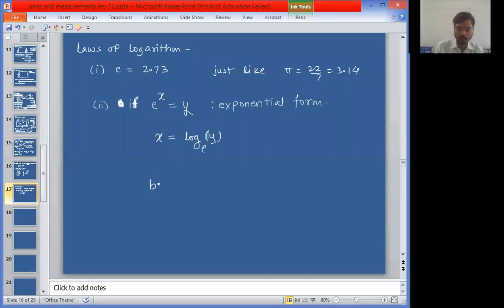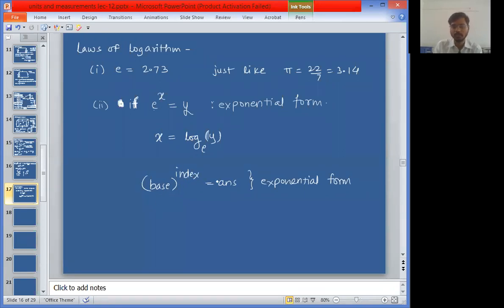So if you are given a format like this, base raised to index is equal to answer, this is called exponential form. Just keep on writing. Now let us convert this form into logarithmic form. Log is an operation. Just like power is an operation, multiplication is an operation, division is an operation. Slowly you will understand a new operation called log. Initially just keep on writing.